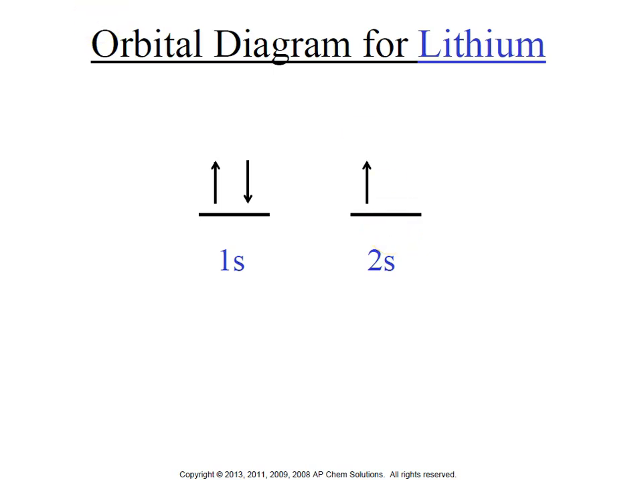Okay, for example, as we go to lithium, lithium is 1s2, 2s1. So these that are in the same orbital, they have to have opposite spin. And you have to fill up that orbital before you can move to the next one.